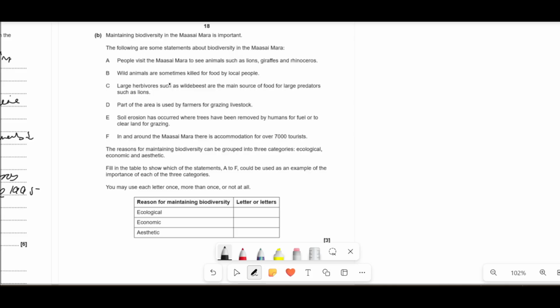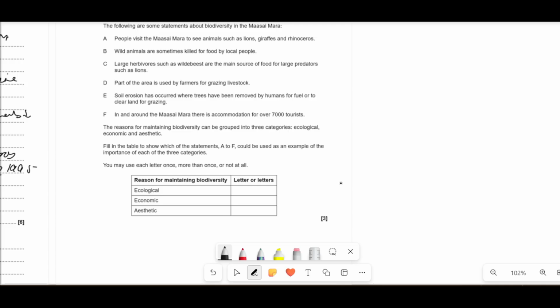The reasons for maintaining biodiversity can be grouped into three categories: ecological, economic, and aesthetic. Fill the table to show which of these are used in an example, and you may use one letter more than once or not at all. Ecological is all to do with your biology, the interactions within organisms. So large herbivores such as wildebeest being the main source of food, that's going to be your C. Economic is all to do with the money and the finances. So A is one of them, and D and F as well. So A, D, and F. And then aesthetic, well, again, it's A because you want it to look nice for people to come and visit. So there you go.